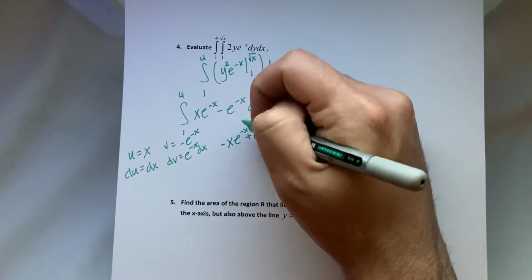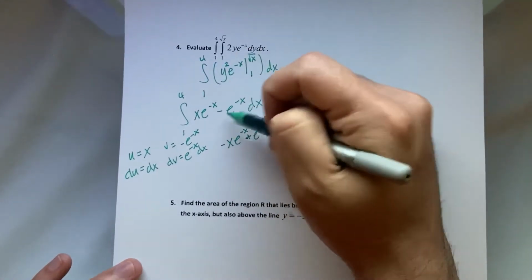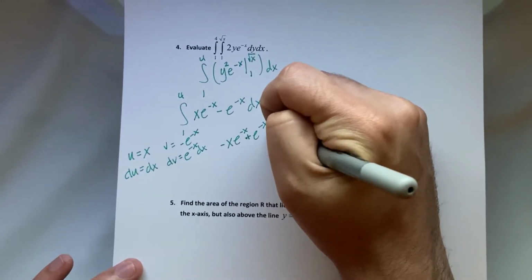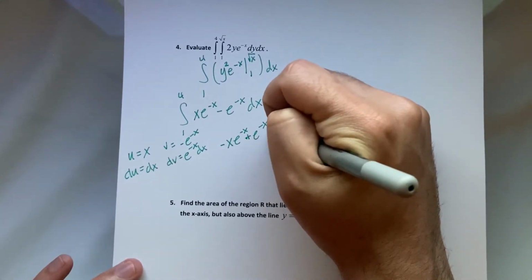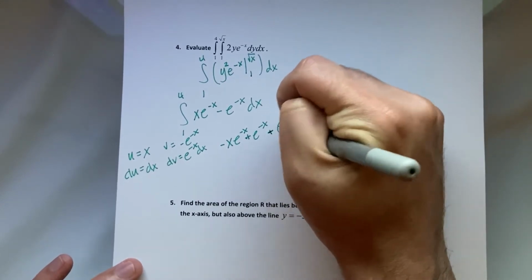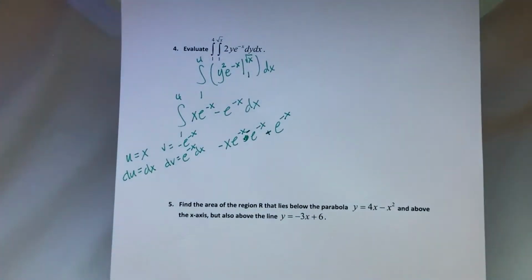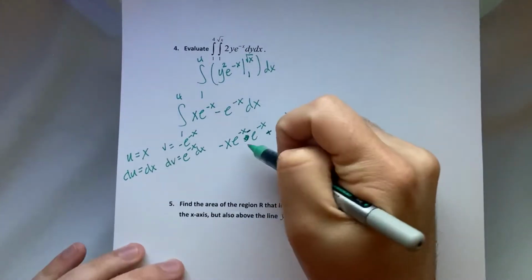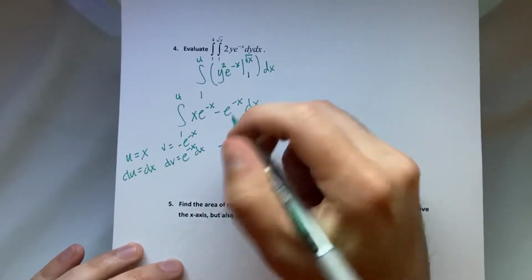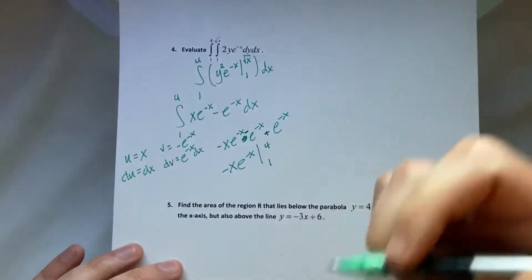Oh, it's minus, actually, it becomes minus, and then this integral is minus negative e to the negative x. Now notice these two are going to cancel. So it's really just negative x e to the negative x evaluated from 1 to 4.